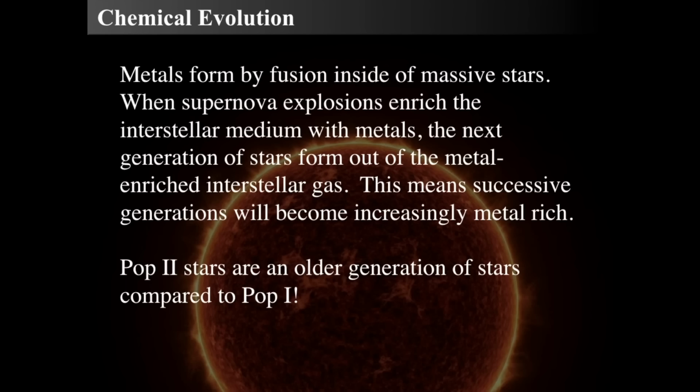And therefore, when there are supernova explosions, they enrich the interstellar medium with the metals that were produced down in the core. And the next generation of stars forms with this new gas that has all sorts of stuff in it, like iron and carbon and oxygen and magnesium and neon and phosphorus, you name it. So every successive generation of stars becomes more and more enriched with heavier elements, which we call metals. So population 2 stars are an older generation of stars compared to population 1. They were around and they haven't changed since then.